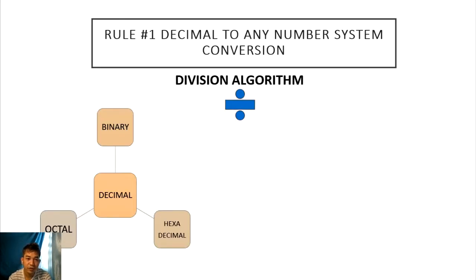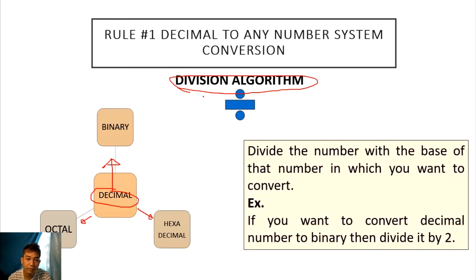So first rule for the number system conversion, first technique, decimal to any number system conversion. So kung mag-convert ka from decimal to any of these number conversion like binary, hexadecimal, or octal, pag i-convert mo yung decimal, we will be using division algorithm. So ano ba yung division algorithm?